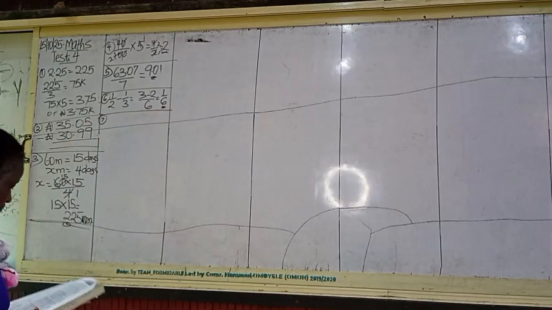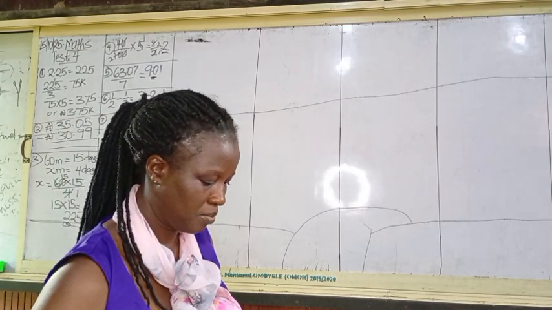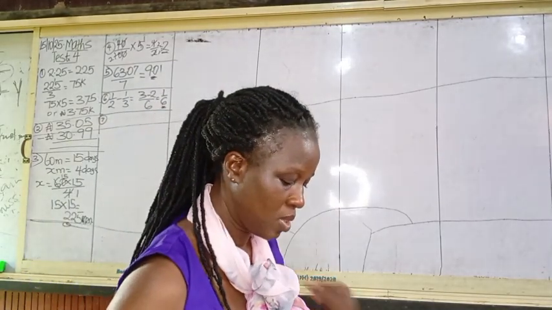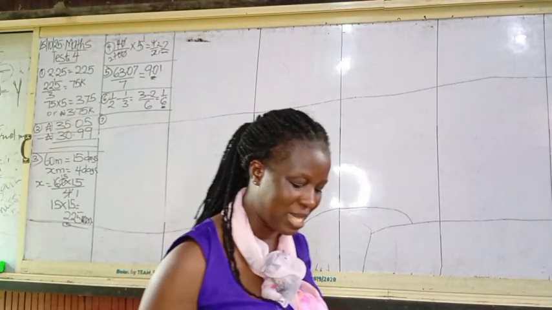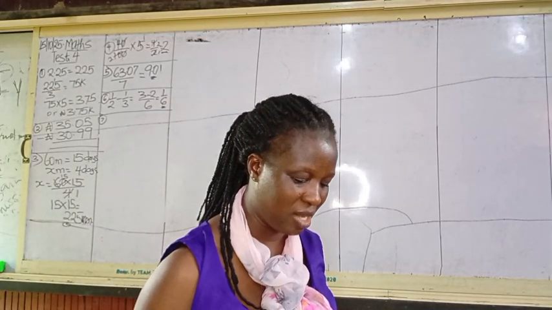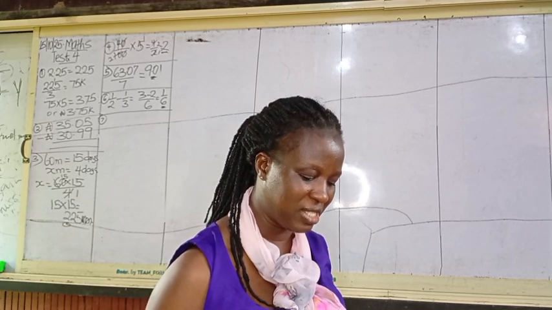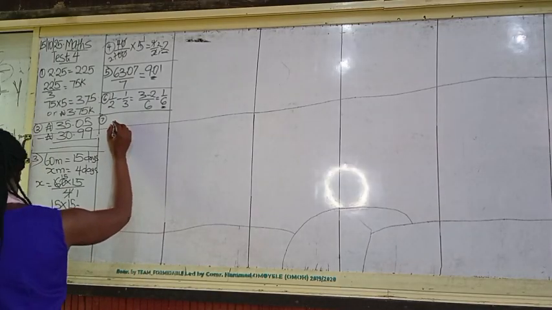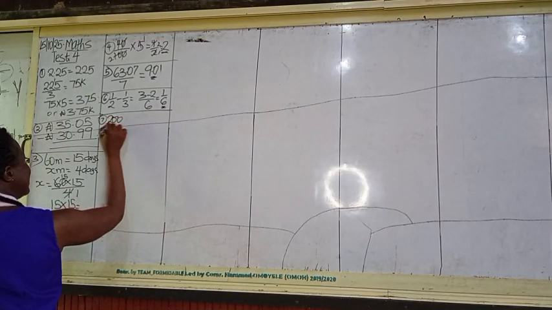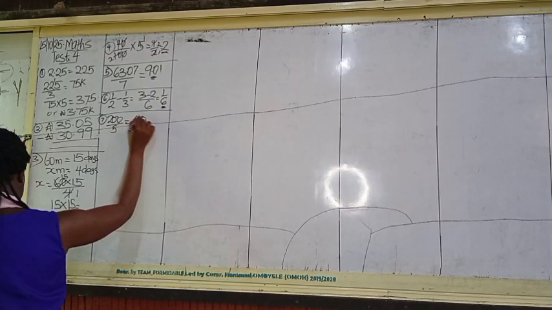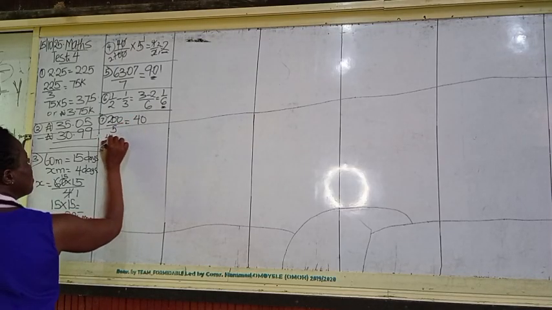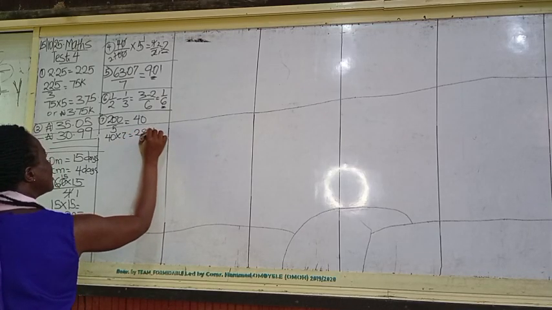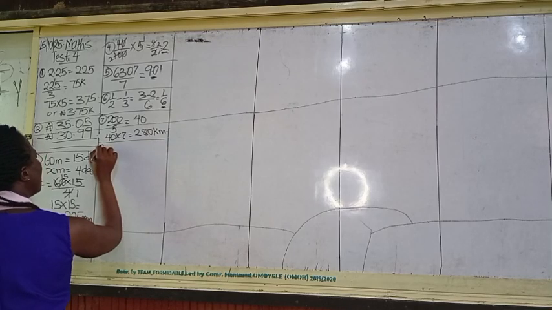Number 7 says a car travels 200 kilometers in 5 hours. How far does it travel in 7 hours at the same speed? So that would be 200 divided by 5, which is equal to 40. And that would be 40 times 7, which is equal to 280 kilometers.